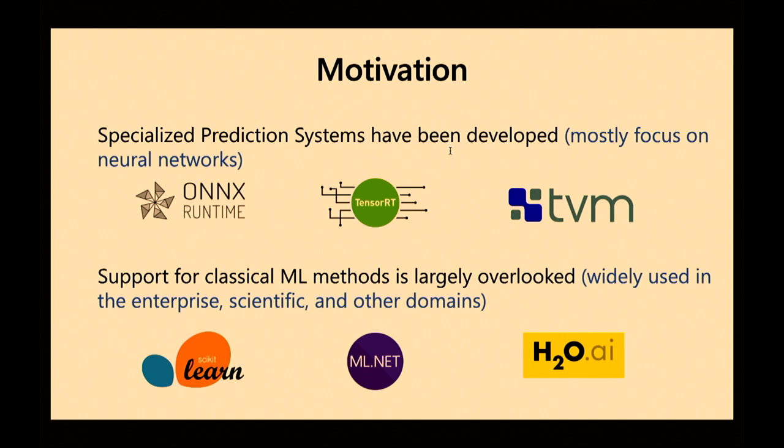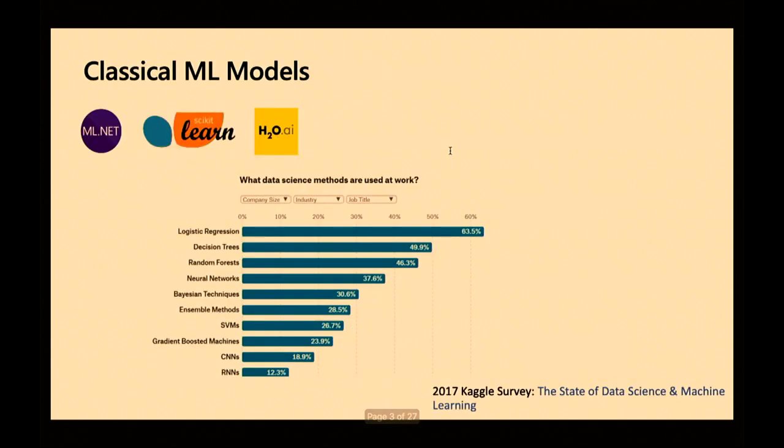And why are we interested in classical ML? Because in practice, classical ML is still used a lot, both in industry and by a lot of data scientists. This is a Kaggle survey from 2017, but we have evidence that this also holds now in 2019.